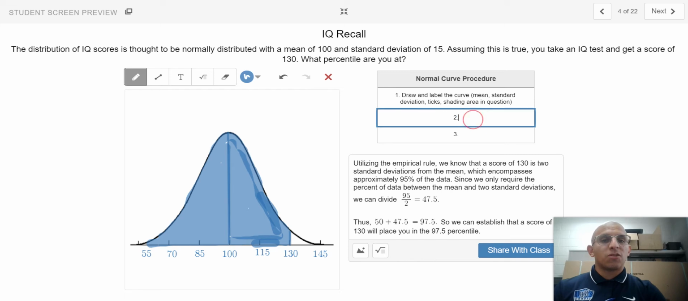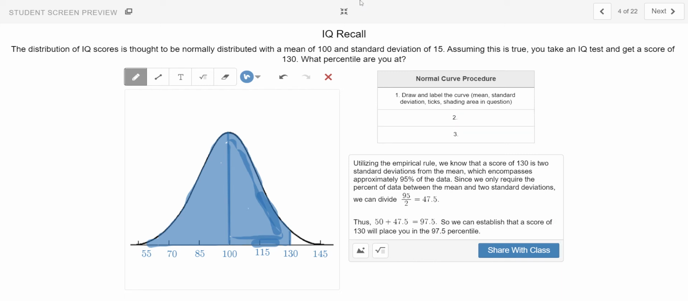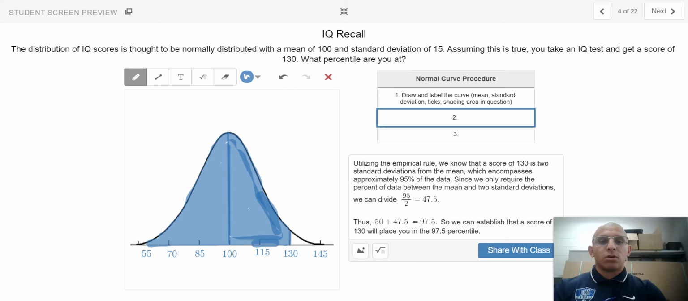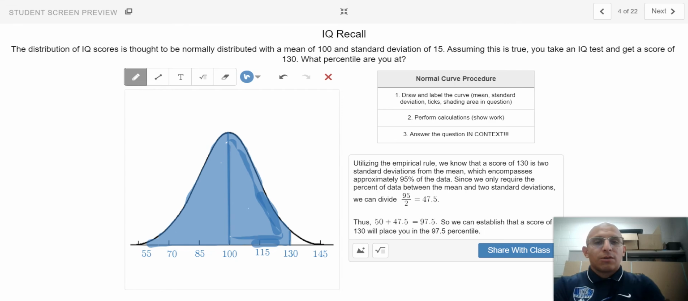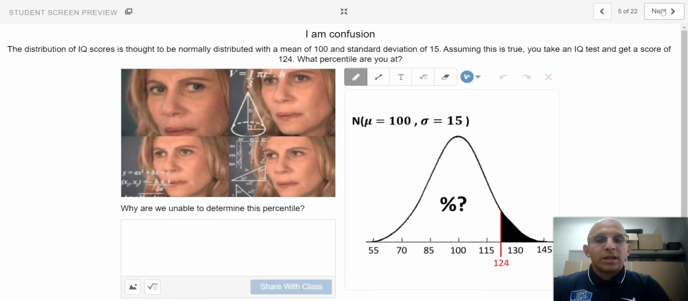So back to our normal curve procedure, as I have just done in step 2, we're going to perform calculations and show our work. And then number 3, we are always going to answer the question in context. That is key. We don't want to just leave numbers there and allow the reader to blindly interpret.